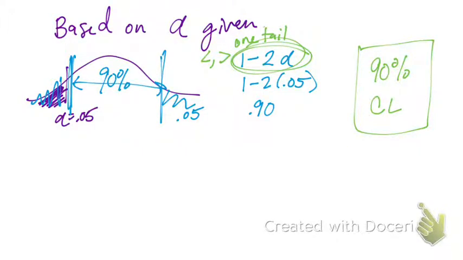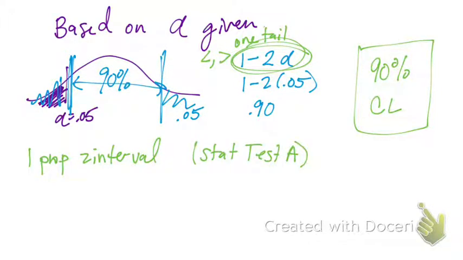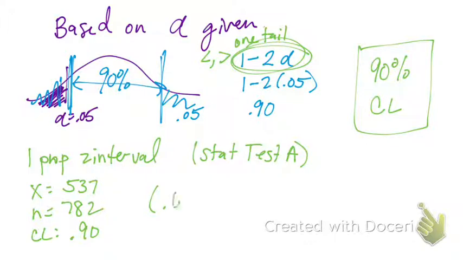Okay, so then it says create a confidence interval. So I'm going to go to the 1 prop Z interval, and then just write that down, which is stat, test, A, if you have forgotten. You'll notice that your X and your N are already in there, 537 and 782, but I'm going to change my confidence level to be 0.9, which we got from doing that thing we just did. So 0.6594 to 0.714.